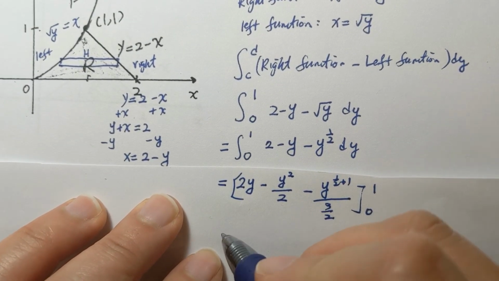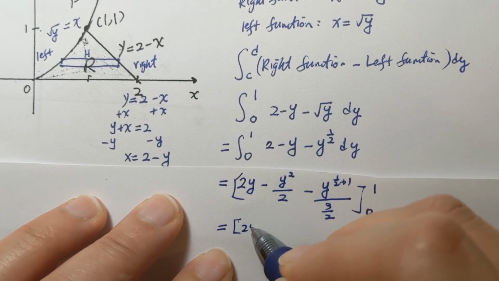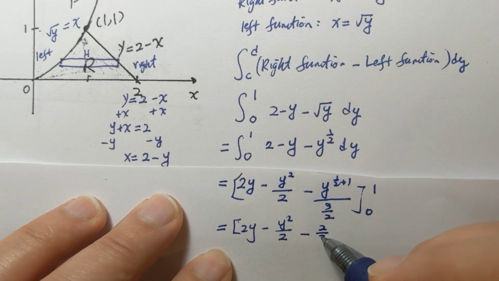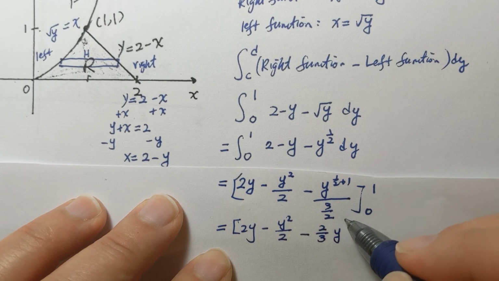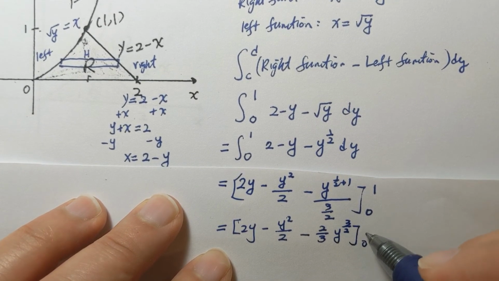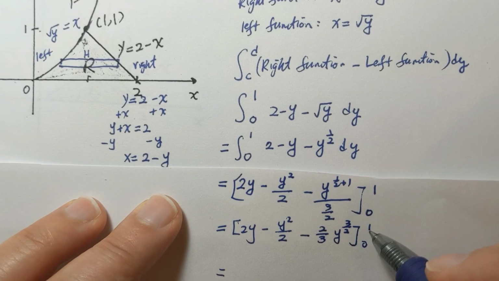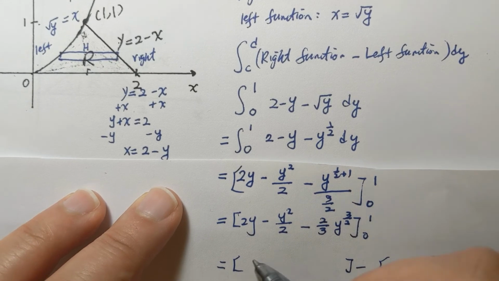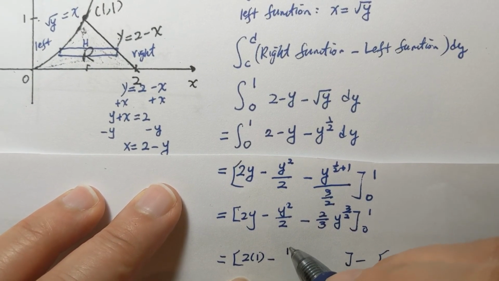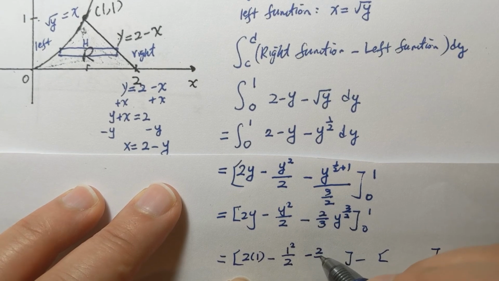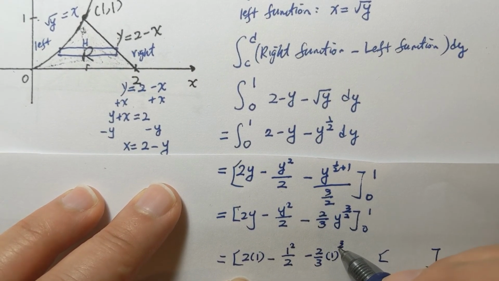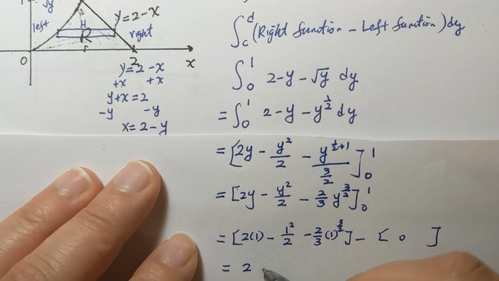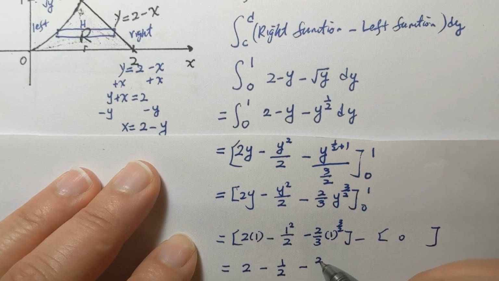Okay, and then we continue from here. We have 2y minus y squared over 2 minus, we flip this over, 2 over 3, and y to the 3 over 2, from 0 to 1. Because I have to substitute 1, I don't need to rewrite this one. So 2 times 1 minus 1 squared over 2 minus 2 thirds times 1, and this subtract 0. And then I will get 2 minus 1 half minus 2 thirds.